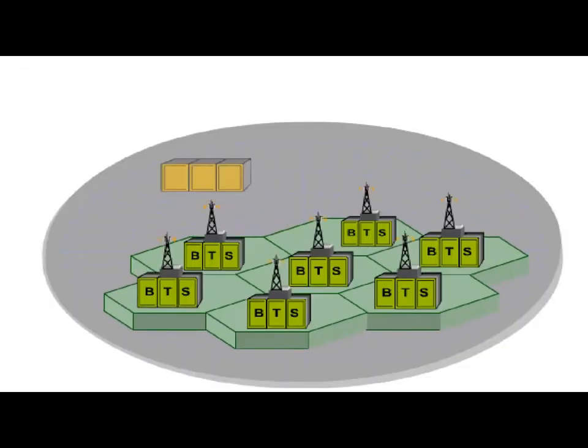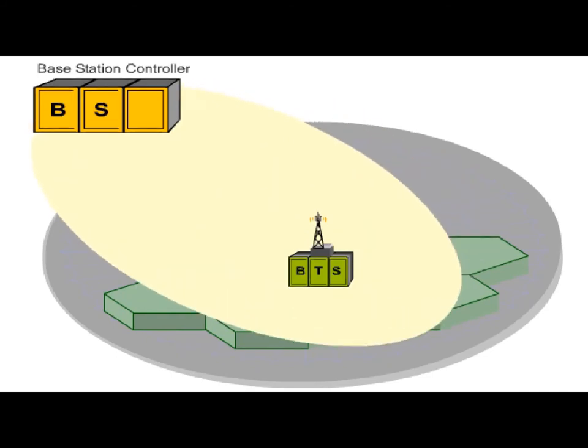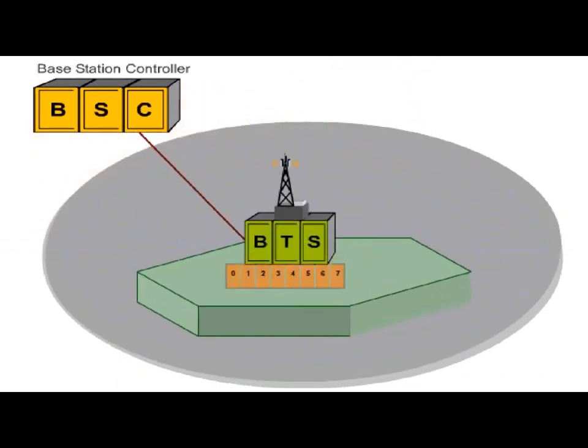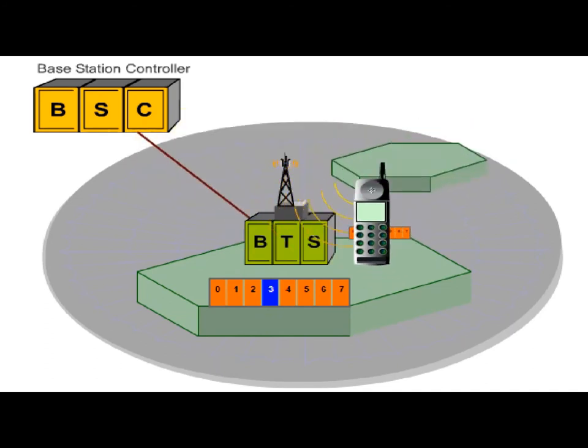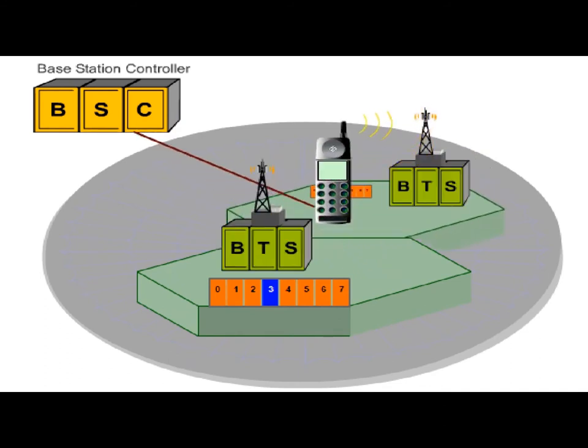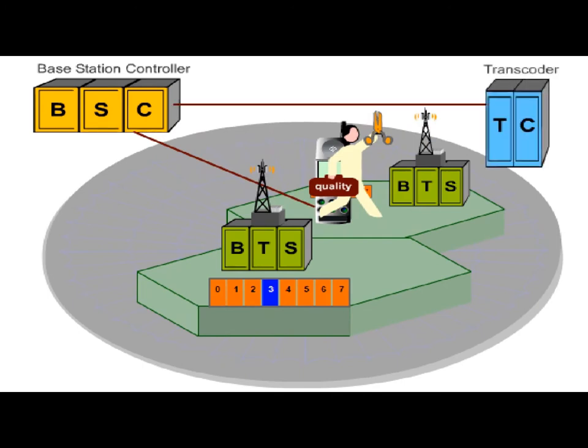Several BTSs are controlled by the base station controller, or BSC. This assigns free radio channels in the TRX for the link to the mobile station. It controls the necessary output power for mobile station and TRX. It monitors the existing radio link to and from the mobile station and controls handover between neighboring radio cells if they're under its control. During an existing radio connection, the BSC monitors its quality and controls disconnection of the radio link when the call is over. The BSC communicates with the transcoder, TC, via the ATER interface.